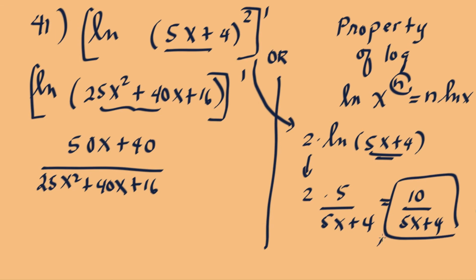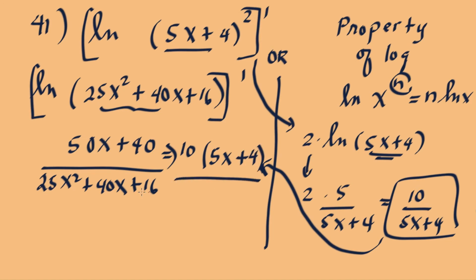How come this is not the same as that one? Let's see if we can still simplify this. 50 and 40 are divisible by 10, right? So if I factor out the 10, then we get 10 times 5x plus 4. And downstairs, we can factor that into 5x plus 4 times 5x plus 4. And this you can cancel, and what's left? 10 over 5x plus 4.